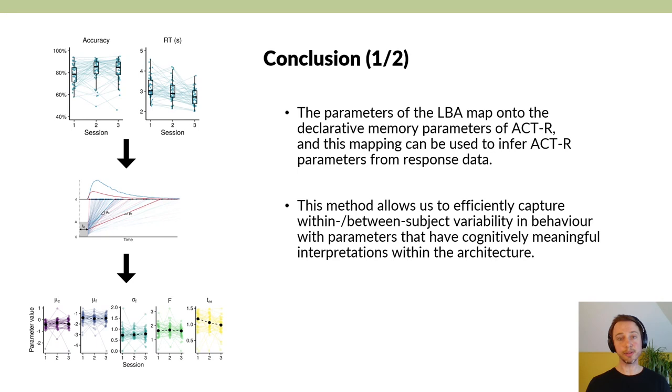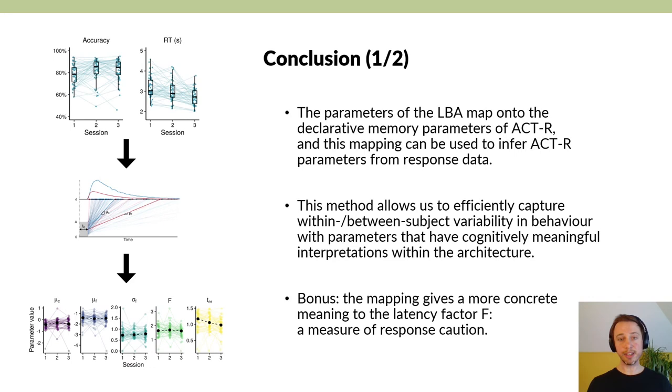Lastly, this mapping gives the ACT-R latency factor F a more concrete meaning. So in terms of the LBA, it simply captures how much evidence is needed to commit to a response, which means that we can think of it as a measure of response caution in ACT-R as well.